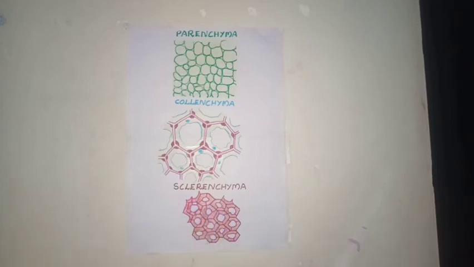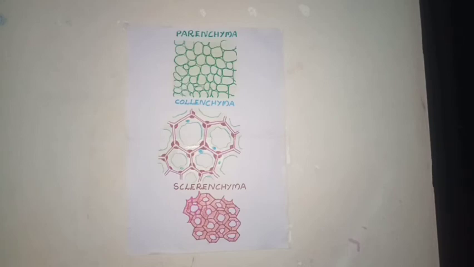What's their function? It provides strength to plant parts. See, most of the cells are dead cells. So, they give mechanical strength to plant parts. The husk of coconut is made of sclerenchyma tissue, which can be seen in the hard covering of seeds, in the veins of leaves, in stems, etc.